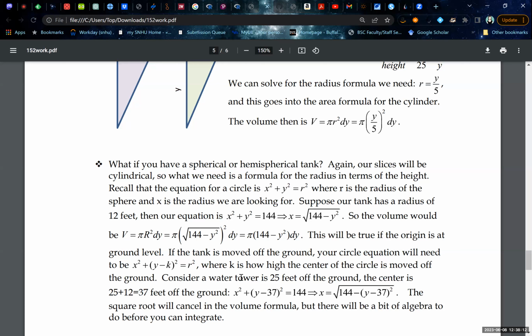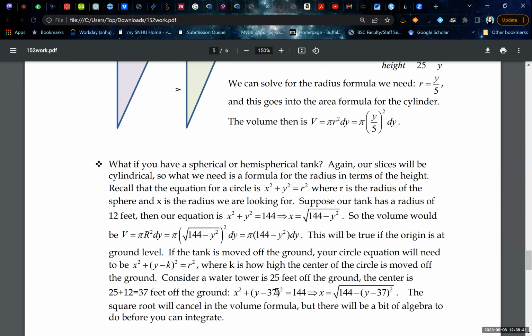So in this case, the water tank is 25 feet off the ground. That assumes that the bottom of the tank is 25 feet off the ground. And so the center is actually 12 feet further above that because that's the radius of the tank. And so the center is at 37 feet off the ground. But again, keep in mind how you are setting up your limits of integration.